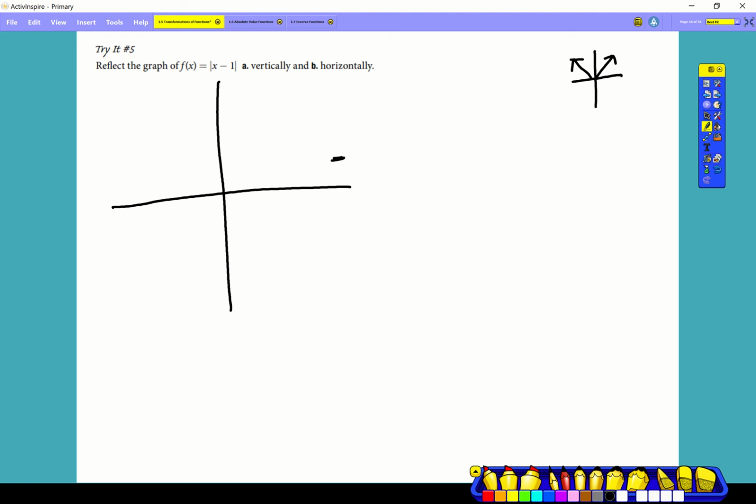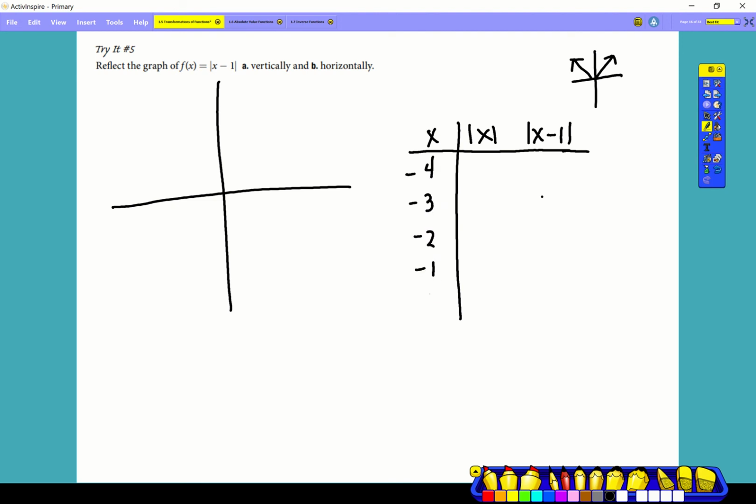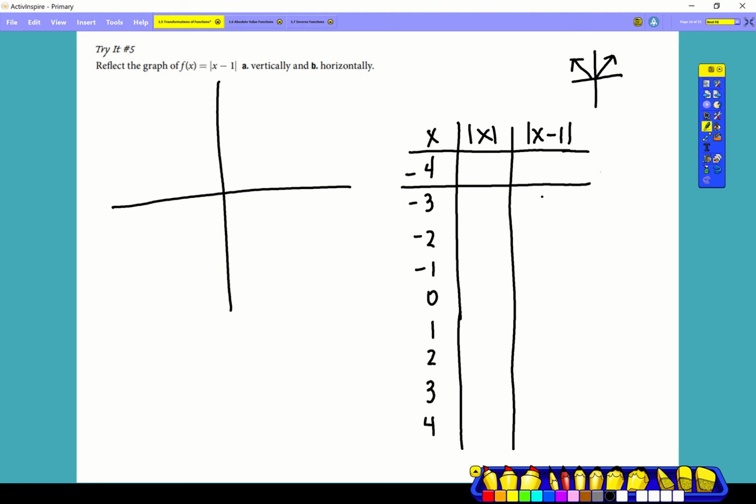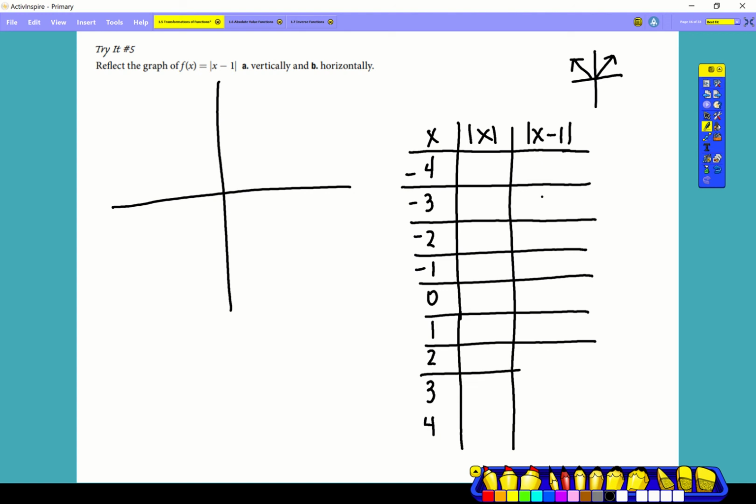Hold on, let me erase that. So to get a better idea of what's going on, let's start with our x. If you wanted to compare these two. So we'll do -4, -3, -2, -1, 0, 1, 2, 3, 4. Just kind of get a general idea. Make a table. You can also use these values to graph your function.